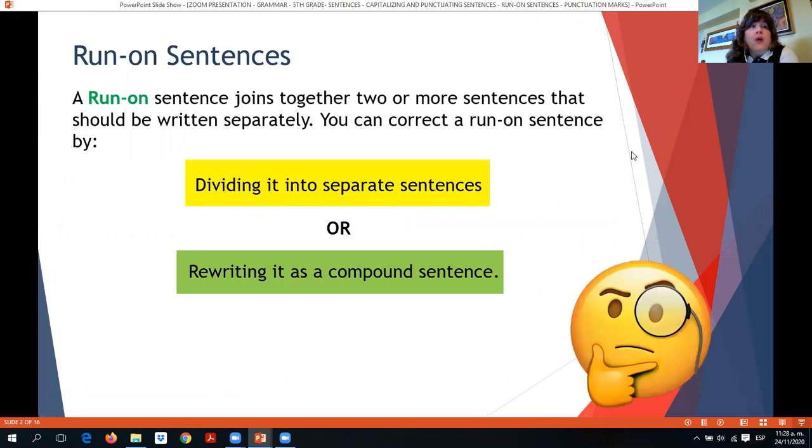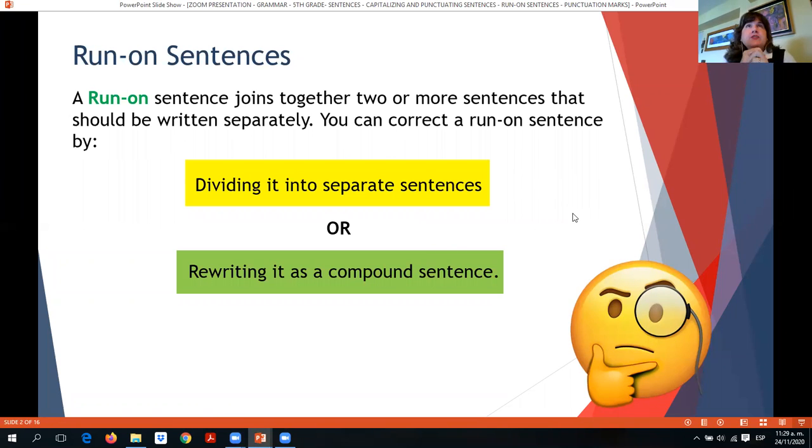So, let's see run-on sentences. What are they? A run-on sentence joins together two or more sentences that should be written separately. You can correct a run-on sentence by either one of these two methods. The first one is dividing it into separate sentences, okay? Because a run-on sentence, as I said before, has too much information that you can separate, okay? Or you could create a compound sentence. You can rewrite this run-on sentence as a compound sentence.